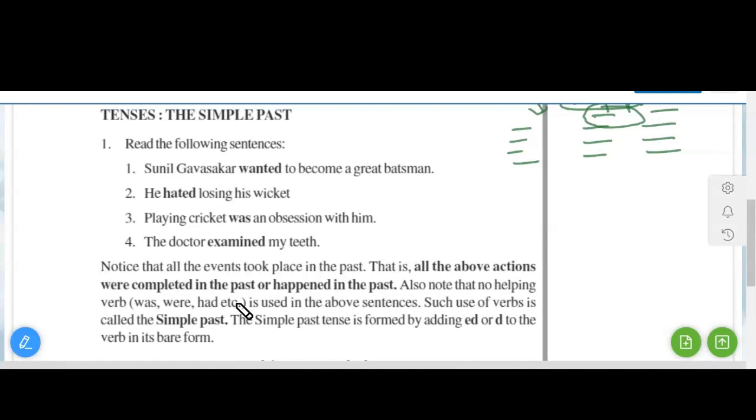Also note that no helping verb, such as was, were, had, is used in the above sentences. Wanted, hated are there, but no helping verbs. Such use of the verb is called the simple past. The doctor examined my teeth. Examined is used. It's not saying the doctor was examining or something like that. So those helping verbs are not used here. This kind of sentence is known as simple past.